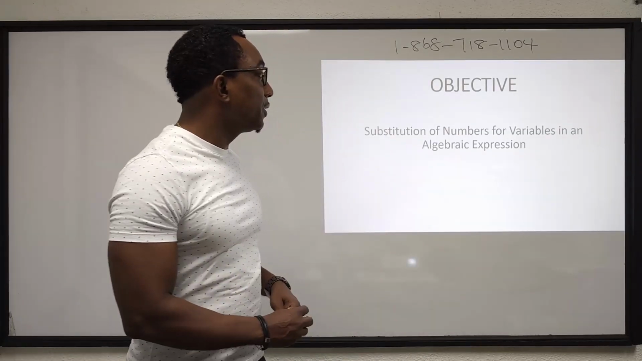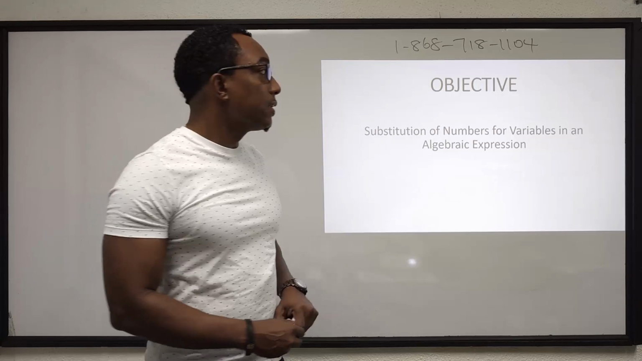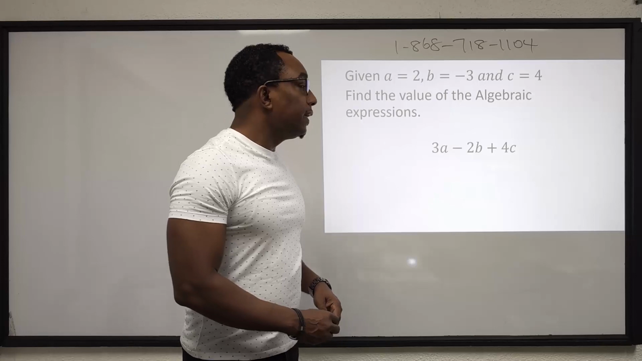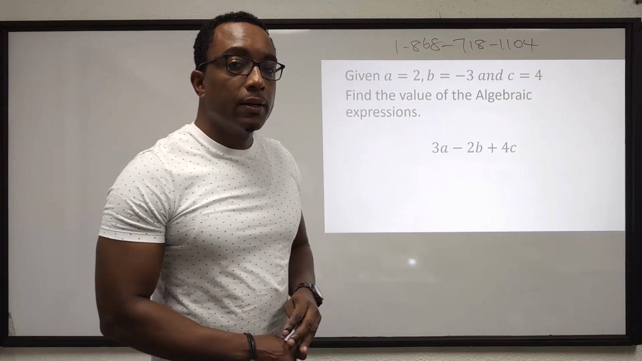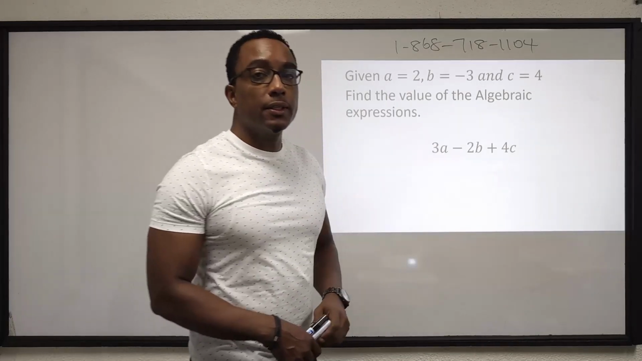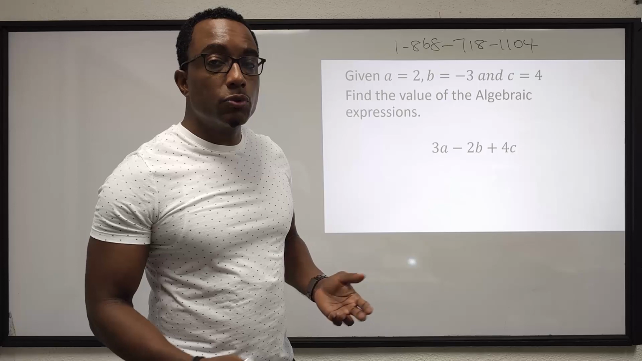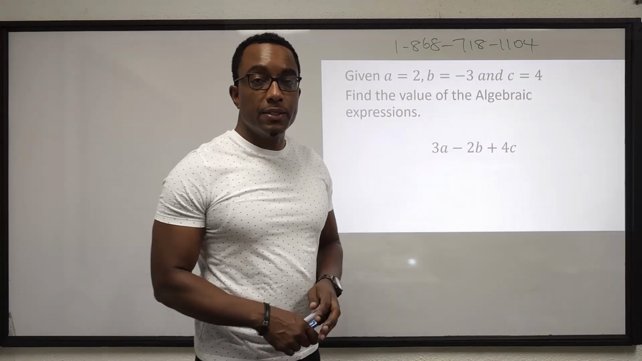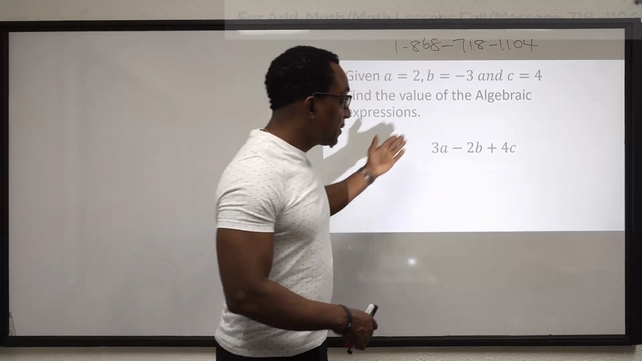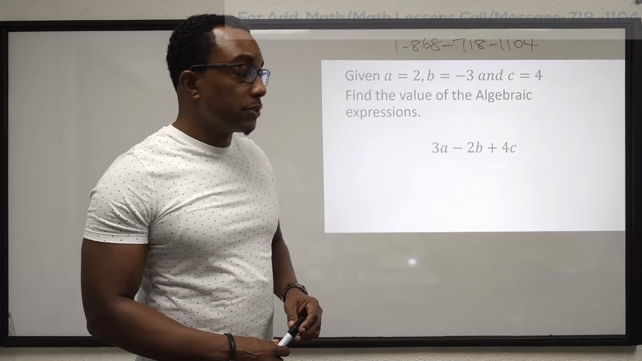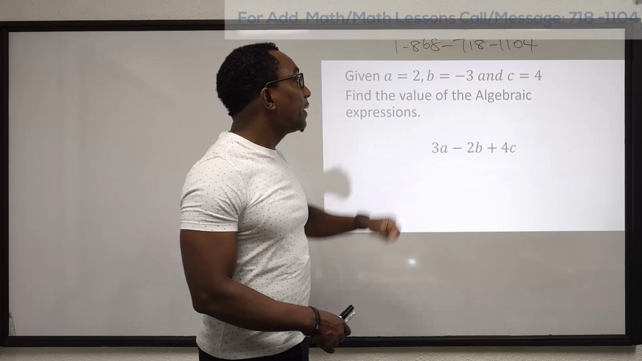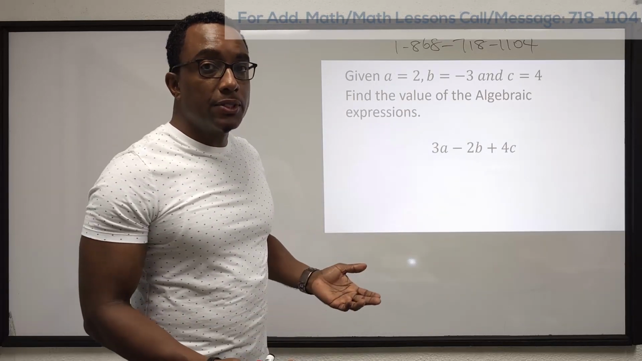So the objective of today's session is to look at substitution of numbers for variables in an algebraic expression. If you look at my video on an algebraic expression, we know that an algebraic expression will comprise of terms. 3a is a term, negative 2b is a term, plus 4c is a term. But sometimes we are asked to find the value of this algebraic expression comprising of 3 terms. So to find the value, normally you will be given a value for a, a value for b, and a value for c in this case.